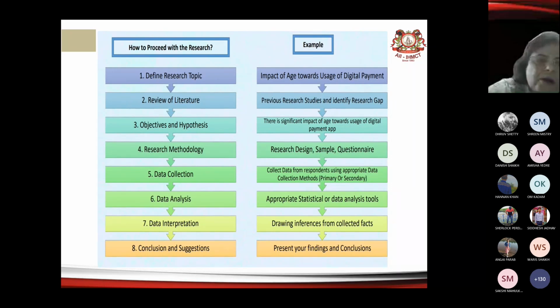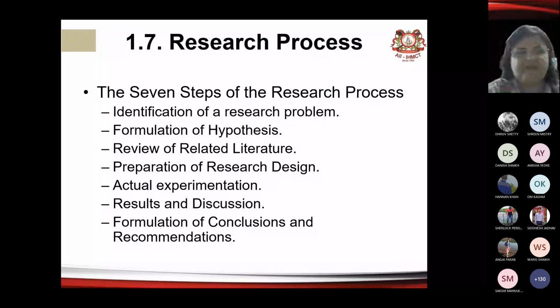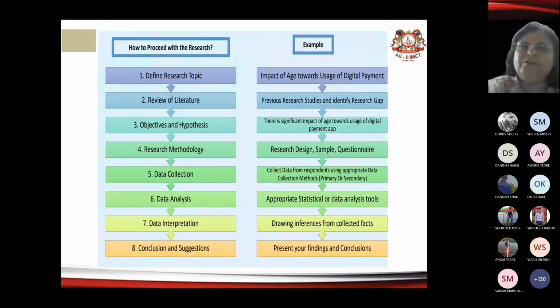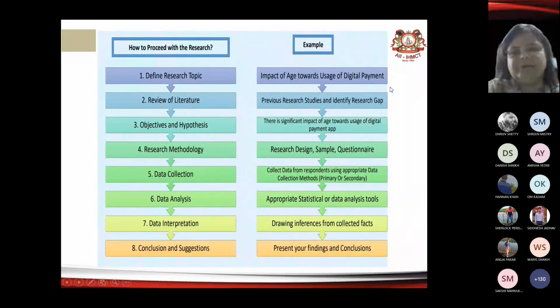Now this is one of the examples. This is more chapter based, I would say. This is more process based. So define the research topic. Example is impact of age towards usage of digital payment. Yes, it's more challenging for a certain age group, like if you take mine or maybe senior citizens. Fine. Review of literature, previous research studies, and identify research gap.